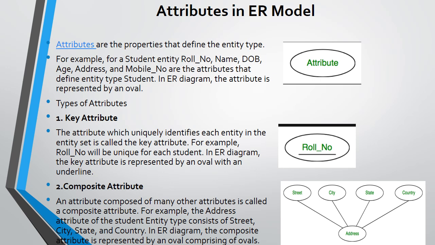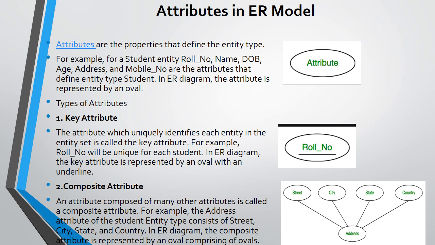Next, attributes in the ER model. An attribute describes the property of an entity. An attribute is represented as an oval on the ER diagram. There are four types of attributes: key attributes, composite attributes, multi-valued attributes, and derived attributes.